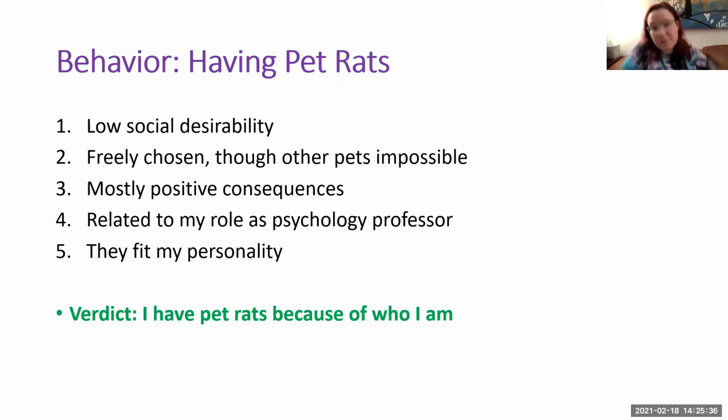For factor two, it is freely chosen. I chose to have rats instead of other pets. I could technically have other pets in this rental facility that I live in, but my lifestyle, some factors about this house, and some financial things make it unreasonable, by my own choice, to have other pets aside from rats. So I freely chose rats, even though the alternative was actually no pets instead of different pets. It's mostly positive consequences. I love them, they're delightful, and they make me happy. So it's working out well.